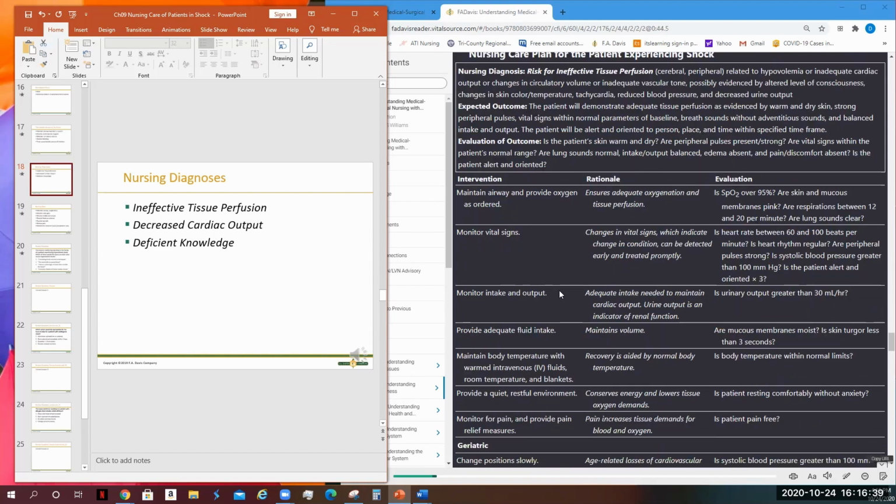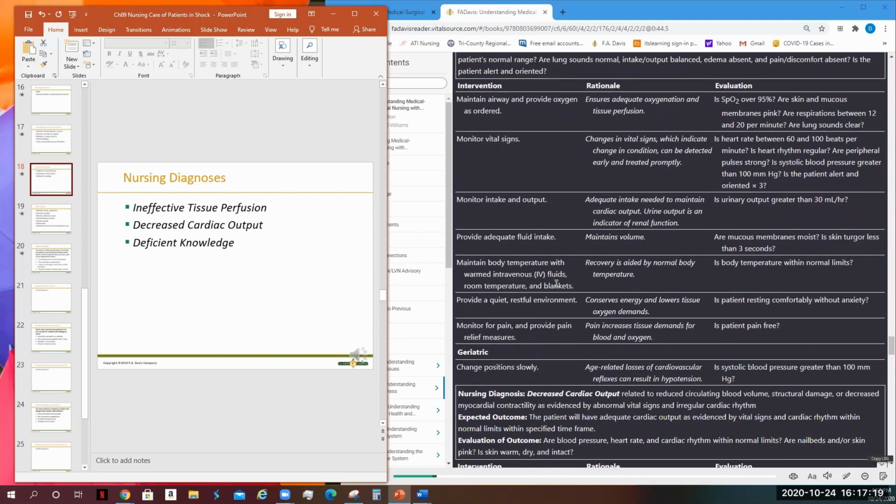Another intervention is to monitor ins and outs, intake and output, because adequate intake is needed to maintain the cardiac output, and urine output is an indicator of renal function. So is the urinary output greater than 30 liters per hour? Another intervention will be obviously provide adequate fluid intake. The rationale is that it maintains volume. For evaluation, are the mucous membranes moist? Is skin turgor less than 3 seconds?